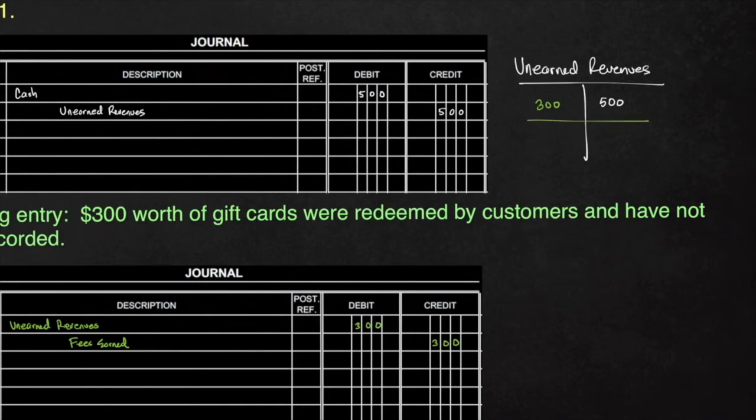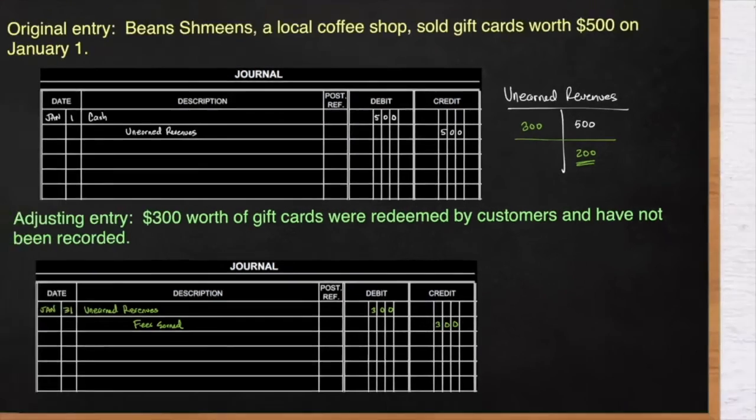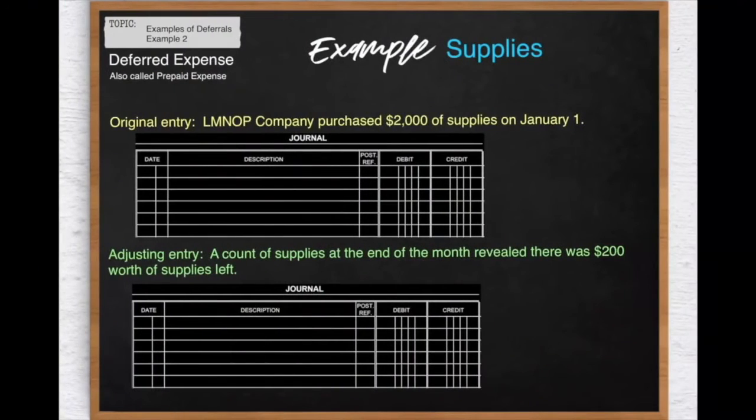Now we're going to record the adjustment in the T account. It's a debit for $300 for unearned revenues. And now the coffee shop only owes customers $200 worth of products or services. So again, there was an existing transaction which involved the unearned revenues account, and you adjust that at the end of the month.